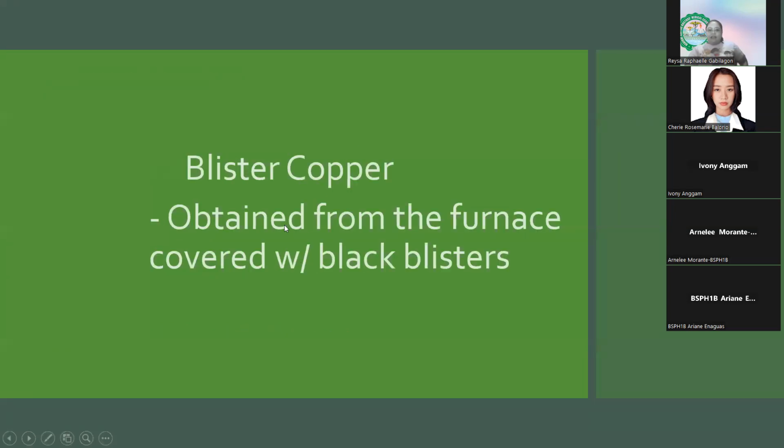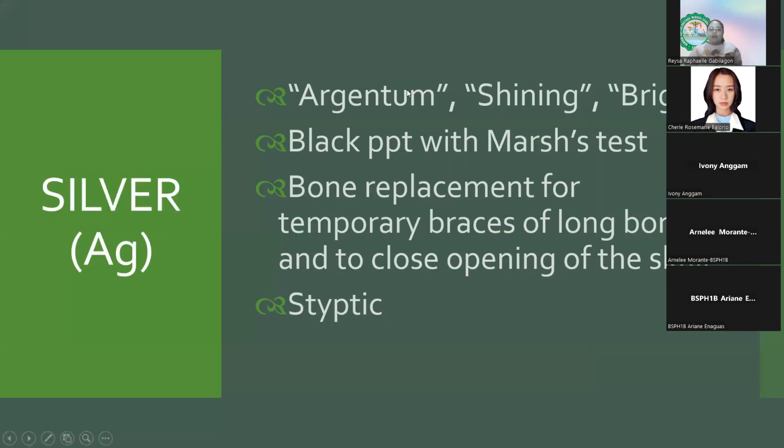And then lastly, we have the so-called blister copper, which is obtained from the furnace, which is covered by black blisters. It contains copper, so since it's black blisters, we call it the blister copper. So actually, that's the end of the copper. Yun lang naman yung compounds ng copper. Do you have questions or clarifications?